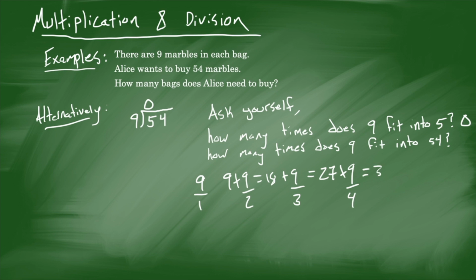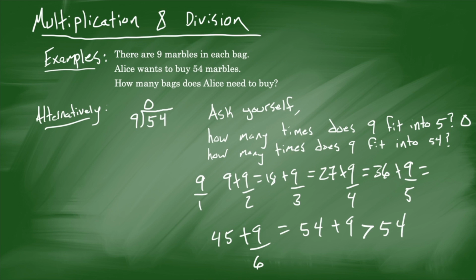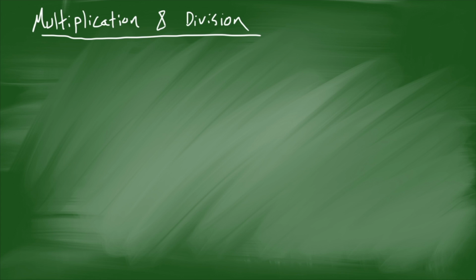And that equals 36. So we can still fit 36 into 54, so let's keep adding. One more 9. We're up to 5 9s. 36 plus 9, that's 45. Plus another 9, we're up to 6. And that would be a total of 54. If we add another set of 9, that would be over 54. And so we stop. We stop at 6 bags.